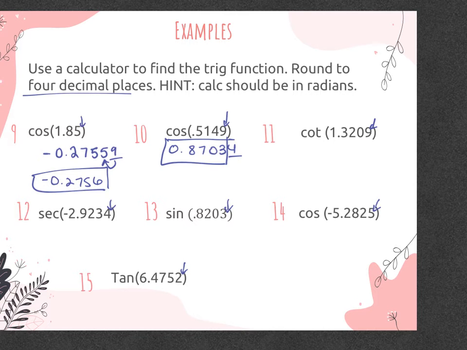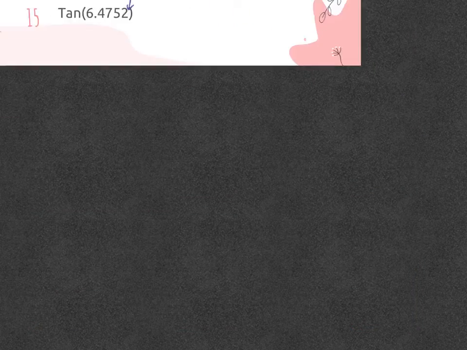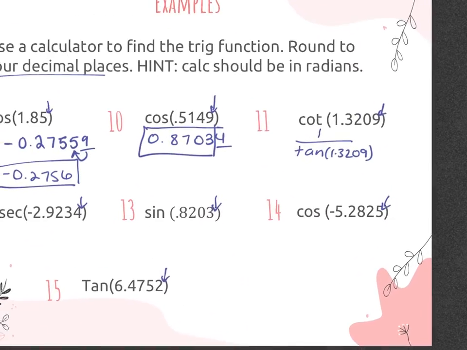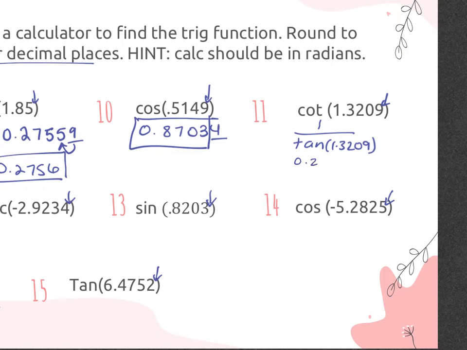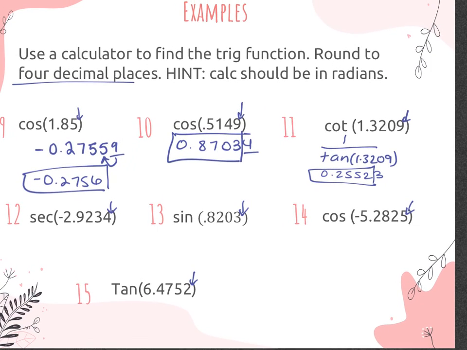Cotangent of 1.3209, I'm doing 1 over tangent of 1.3209. And I get 0.25523. The 3 drops off, so I get 0.2552. All right, finish out the slide. So find the secant, the sine, the cosine, and the tangent.